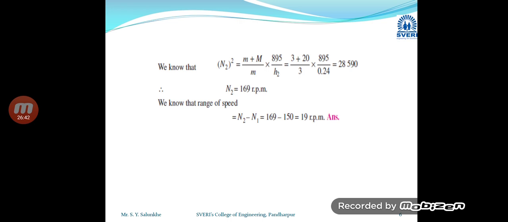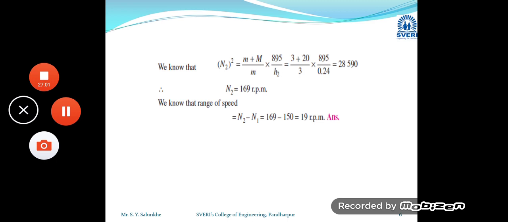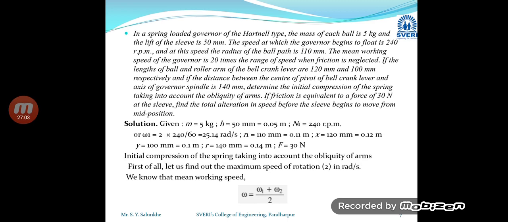We just have to find the range of the speed. So higher speed minus lower speed will be the range, that is N2 minus N1, which is equal to 169 minus 150 rpm. So we get the range as 19 rpm for this governor, and this problem gets solved. Now we are going to move to the next problem.